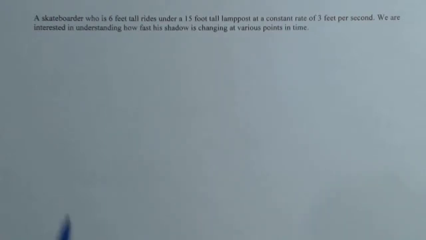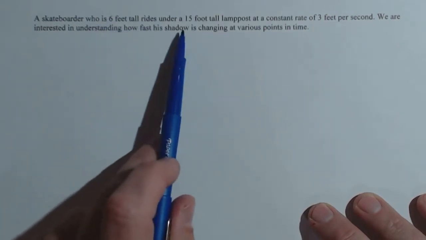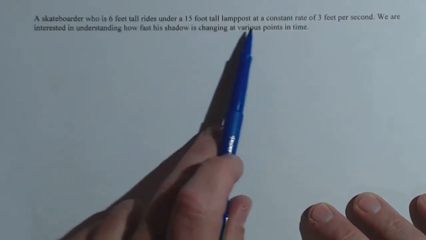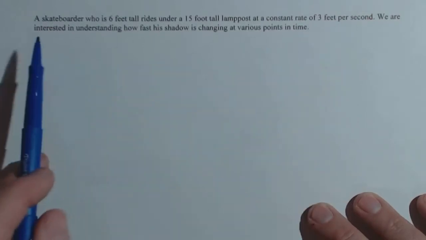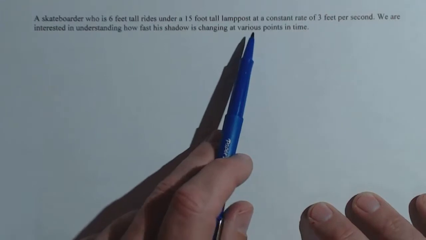In this video, we're going to look at a related rates problem regarding a skateboarder who's 6 feet tall and rides under a 15-foot tall lamppost at a constant rate of 3 feet per second. We are interested in understanding how fast his shadow is changing at various points in time.